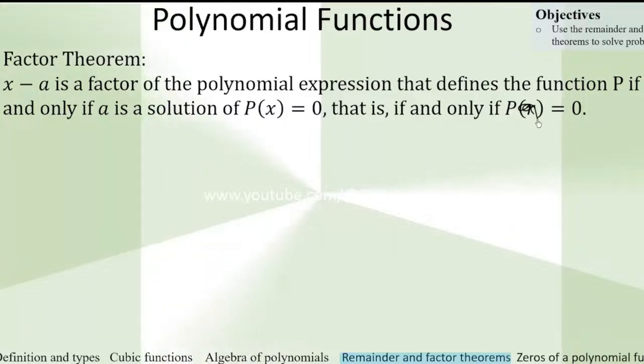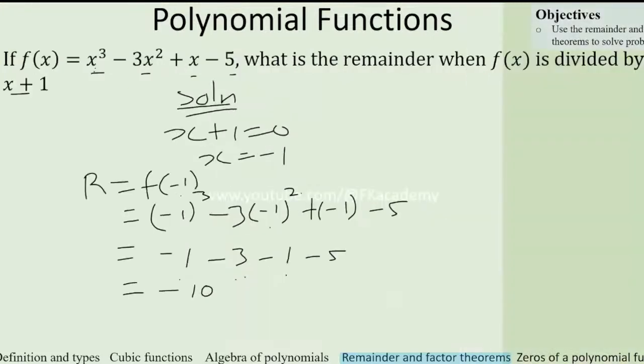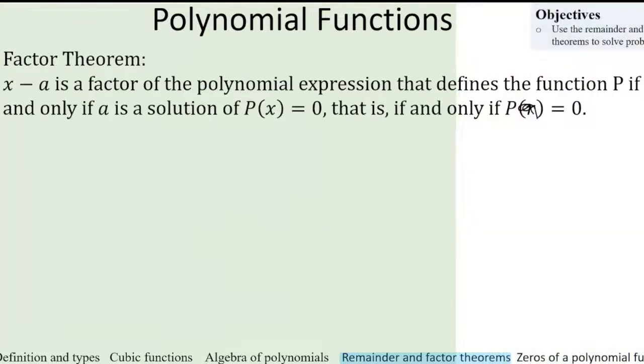So, like we saw in this example, since the remainder is 0, it means 2x minus 1 is a factor of 6x squared minus 7x plus 2. Then over here, we saw the remainder to be -10. So it means that x plus 1 is not a factor of x cubed minus 3x squared plus x minus 5. So that is what the factor theorem says.